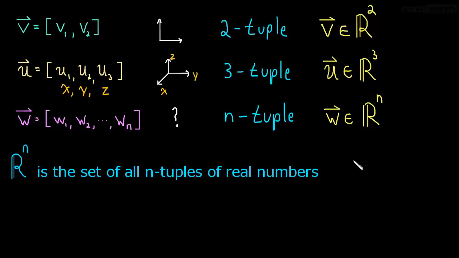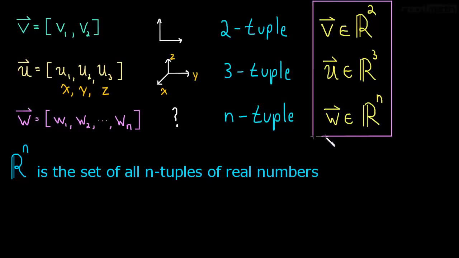Okay, so I know this is a lot all at once, but really what's important here is this notation. To me, that's what's important. This is going to come up all the time. We're going to use it throughout the rest of the course. And if it helps you remember, just remember that the number up here is going to be the same as the number of components. So instead of saying V is an element of R2, we could just read this as V is a vector with two components. U is a vector with three components. W is a vector with n components.